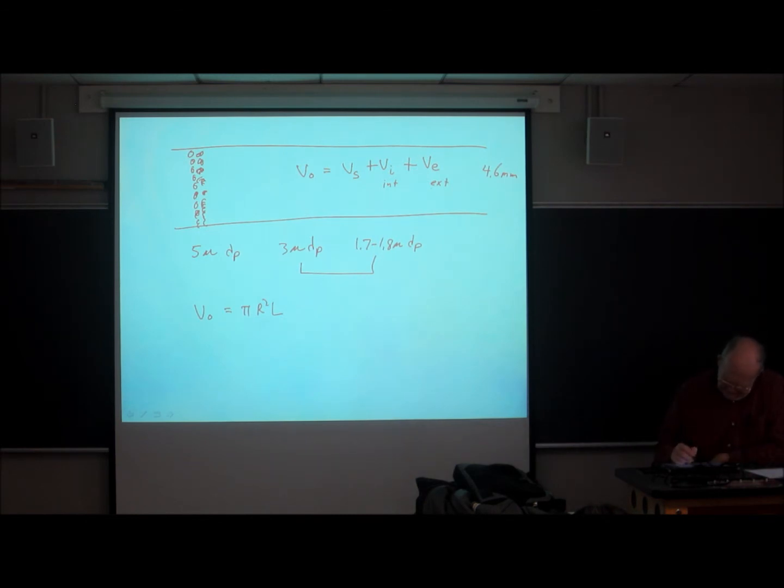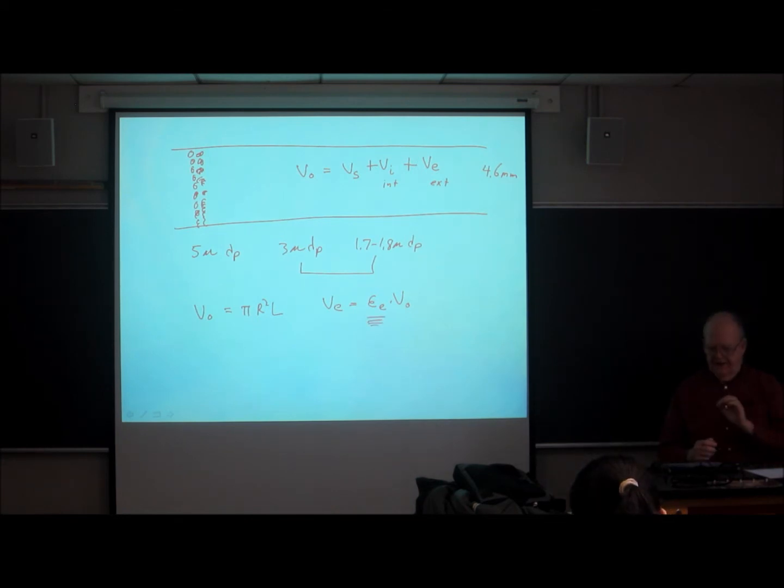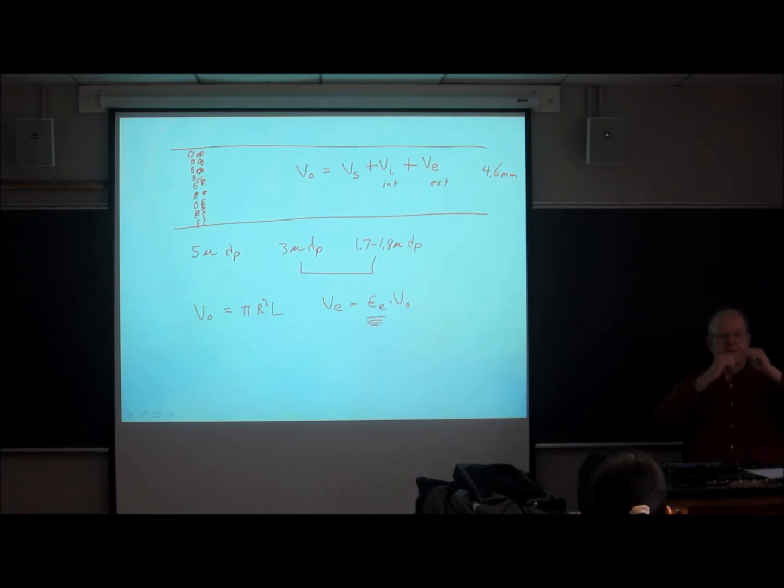Now, the external volume is equal to the external porosity times the total volume of the unpacked tube. So this is the external porosity. This represents the spaces between the particles. So if I have two particles touching like this, it's the space in the cusp.